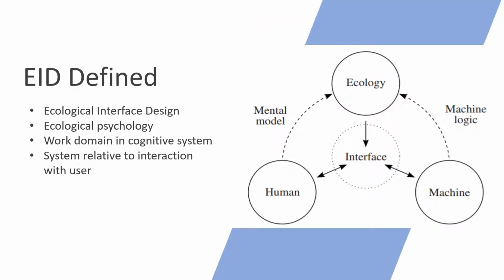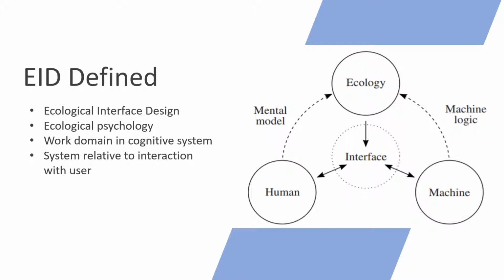So I'd like to take a look at this figure on the right, where you see ecology, human, and machine, and how all of these are operating around the interface. You have the human working with the mental model, and then the machine providing machine logic, ultimately providing this whole system interface. So in this, the workspace or problem space is integrated into the cognitive system per se. So instead of defining the system relative to the human and machine, in this approach the system is relative to its function with the operator.